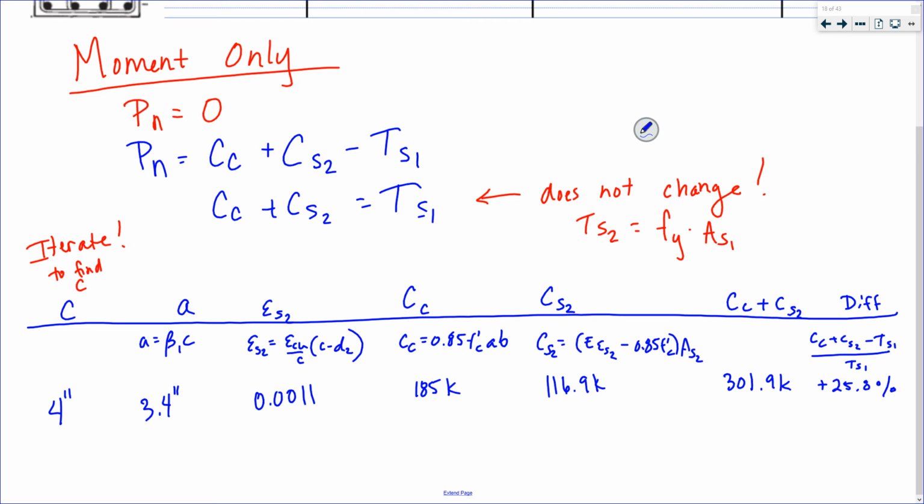Okay. What should I do? So let's see. My C sub C plus my C sub S is too big. What's probably going to drive it the most is my C sub C. If I decrease my C, my depth to my stress block, that will decrease my A, that'll decrease my C sub C. So let's say C is 3.5 inches.